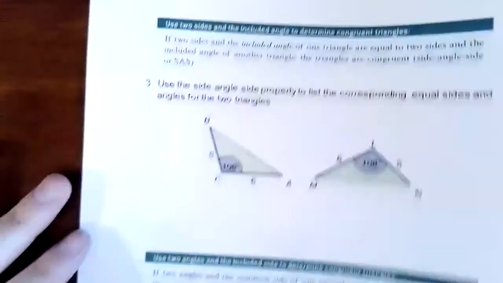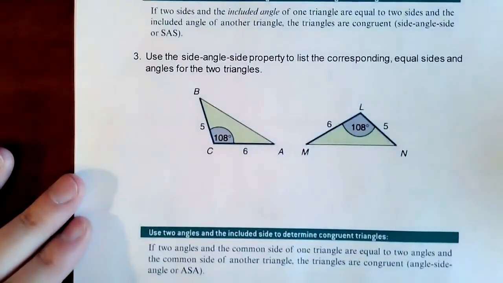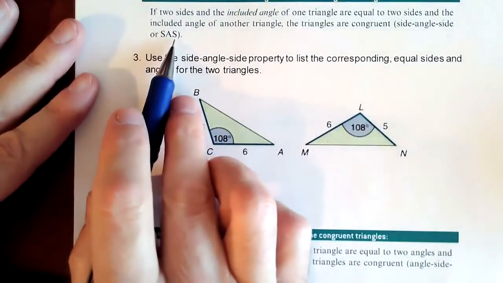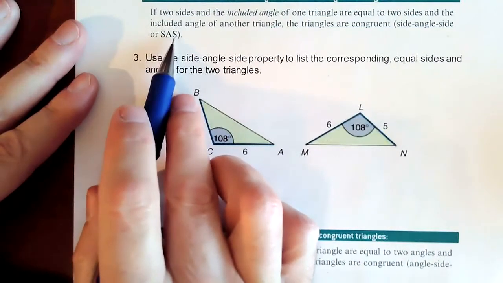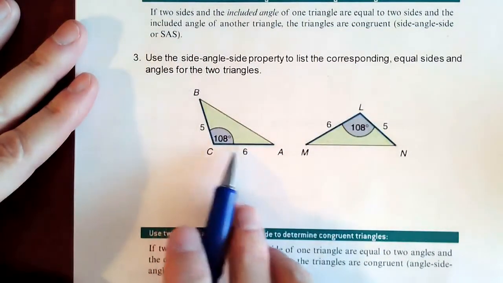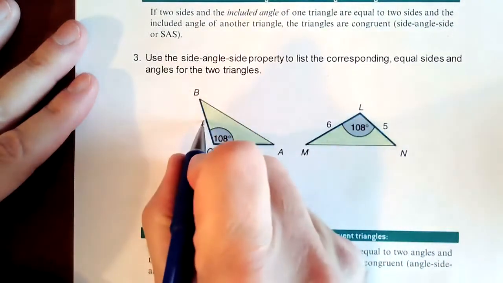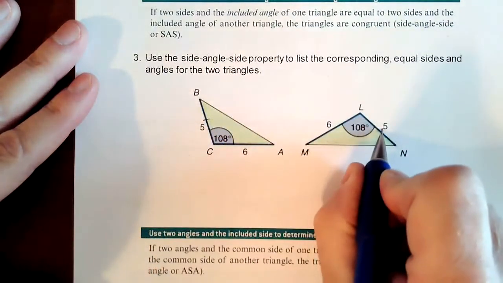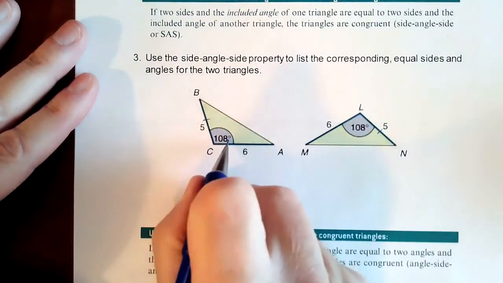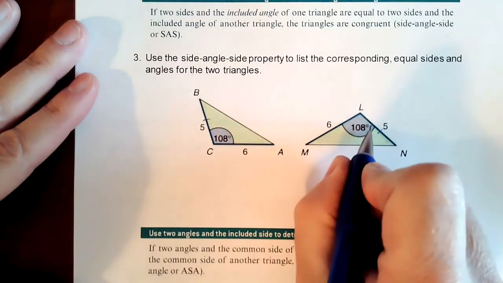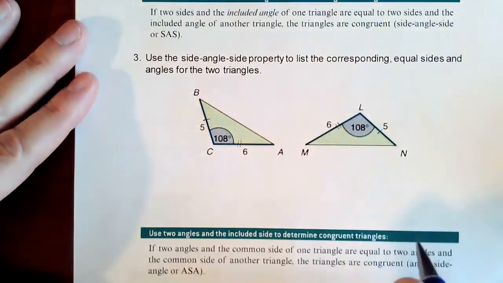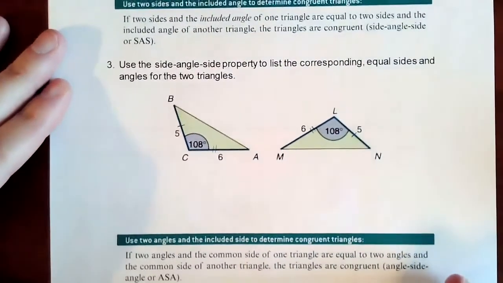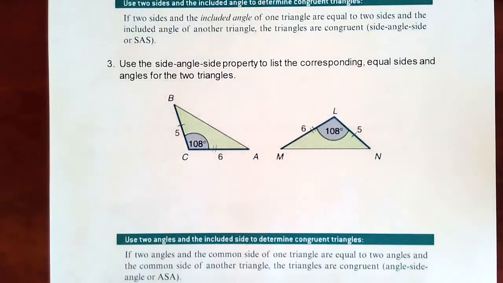So a couple different scenarios. Another one is if you have a side, an angle, and a side, in that order, where that angle is connected to those 2 sides. So we have side 5 matching side 5. We have angle 108 matching angle 108. And then we have side 6 matching side 6. So we have side, angle, side. That's enough information for us to say that we have congruent triangles.